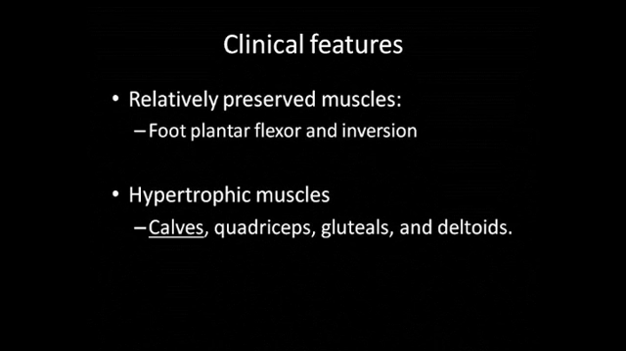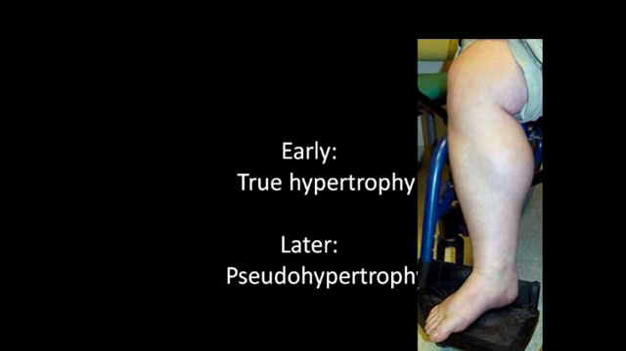Just in terms of observation of the muscles, very important, you'd want to look at muscles for hypertrophy. Early on, this may be a true hypertrophy in the calves, but over time it gets replaced by fat, and we call it a pseudo-hypertrophy. So calf hypertrophy would be a classic clinical feature of Duchenne's. There may be other muscles that hypertrophy, for example, the deltoids sometimes may have a pseudo-hypertrophy, but calves would be the classic example. And you can see a picture here of a child with calf hypertrophy.